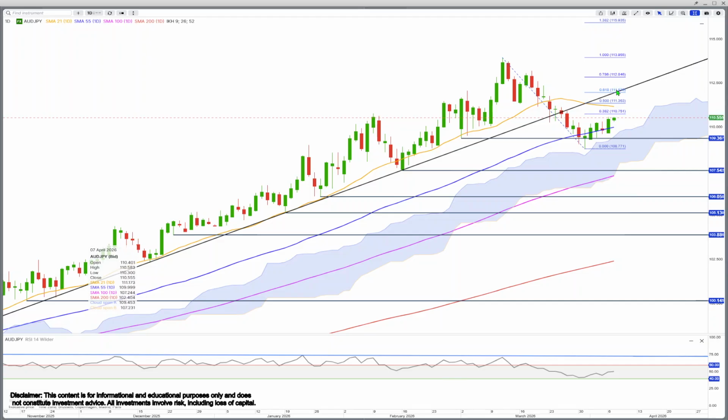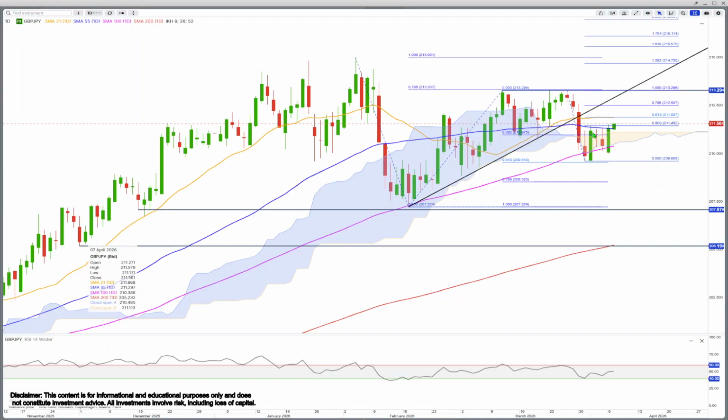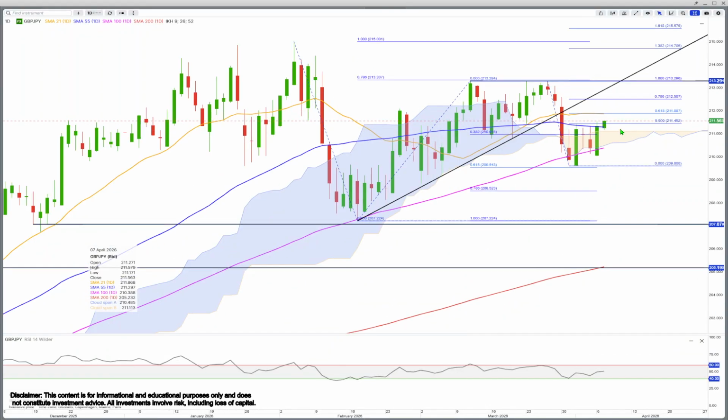If it breaks back above the rising trend line, then I think we'll see the Aussie yen pushing higher and possibly also taking out the peak at just below 114. However, if it takes out 108.75 here, then expect a push down to 107.5, possibly lower. And last, sterling yen we're looking at here, trying to bounce.